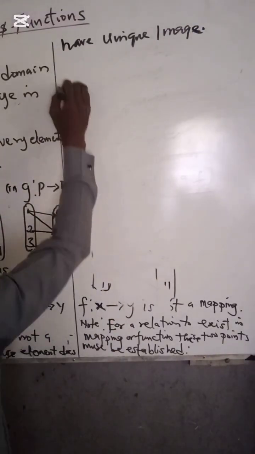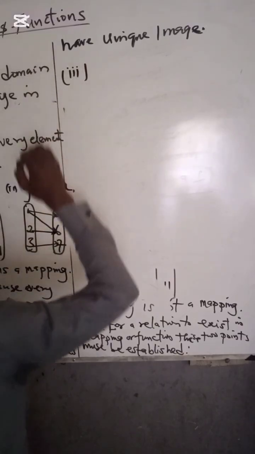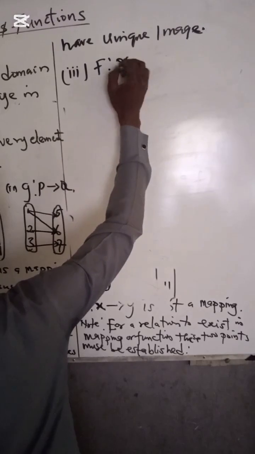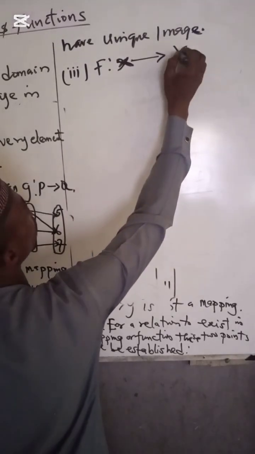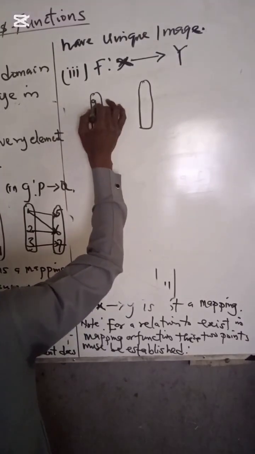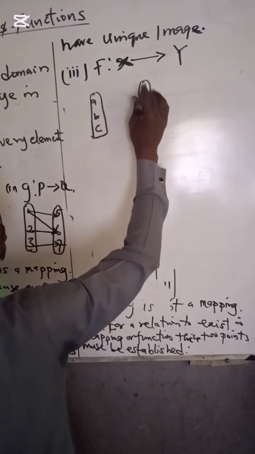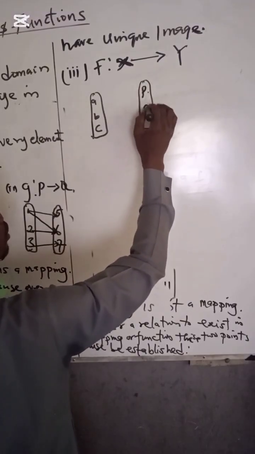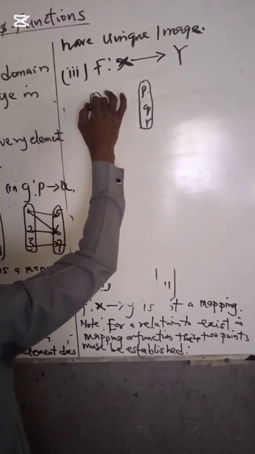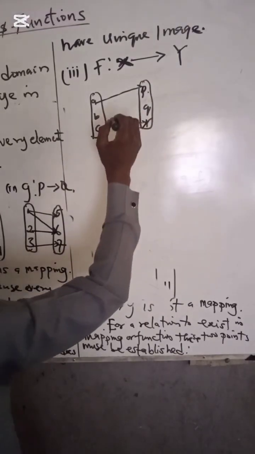Now, let's see the third point. Let's look at this relation F to S giving an output Y. Let's say we have something like this, and it goes this way. A, B, C, and P, Q, R. And the relation goes this way. You have this, you have also this.